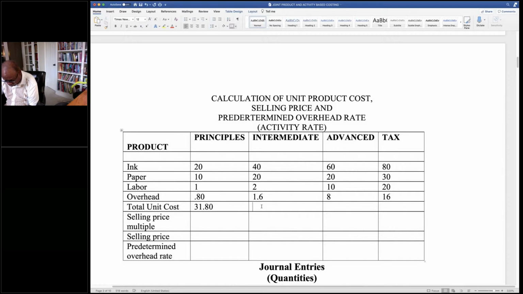For intermediate, we got 63.6. For advanced, we have 98. We redid it yesterday. 98. Take the 0.1 off. Oh, just 98. Yeah, I changed it yesterday. And this one's gonna be 146. Mm-hmm. All right.